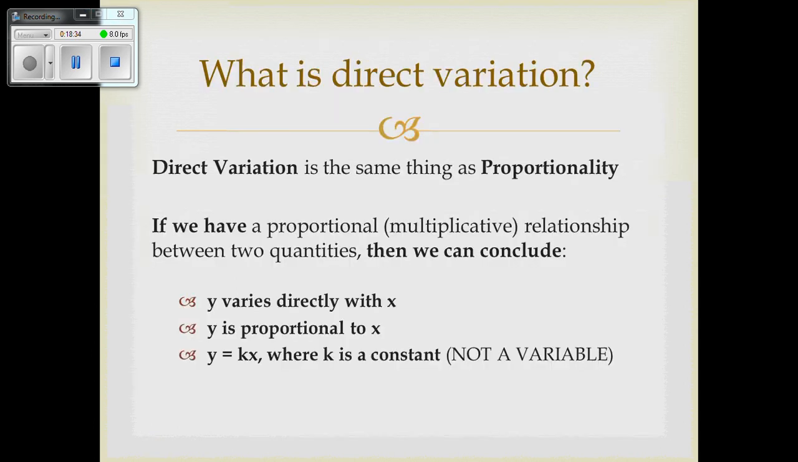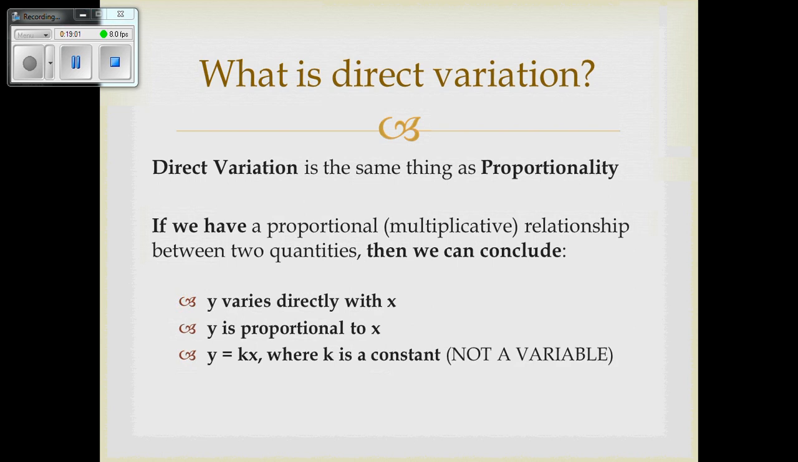All right, the last question is just what is direct variation? Direct variation is a math buzzword, and it's just the same thing as proportionality. It means the same thing, but what you'll get is sentences that talk about y being proportional to x, and you'll also get sentences that talk about y varying directly with x, and it means the same thing.